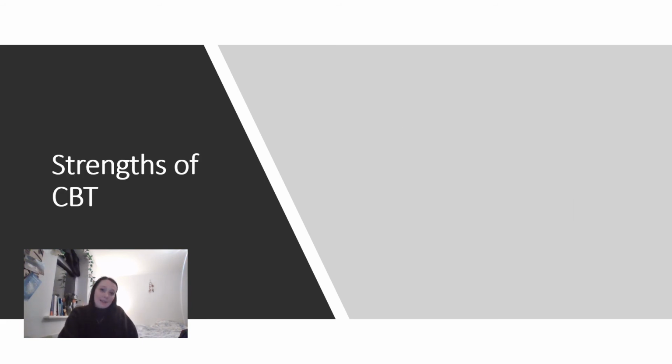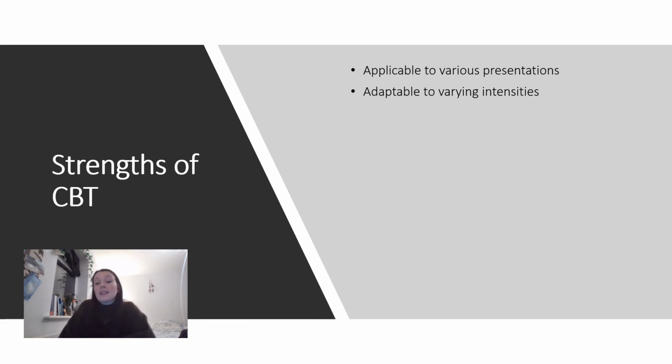Moving on to the strengths of CBT. I think there are quite a few, to be honest. I think it's applicable to various presentations, as I've said, and to varying intensities, as I've sort of said. It can be group or individual, which is really helpful.